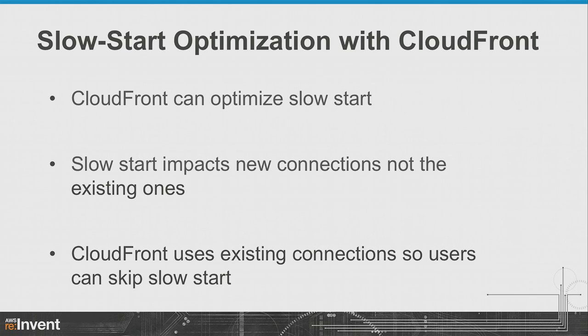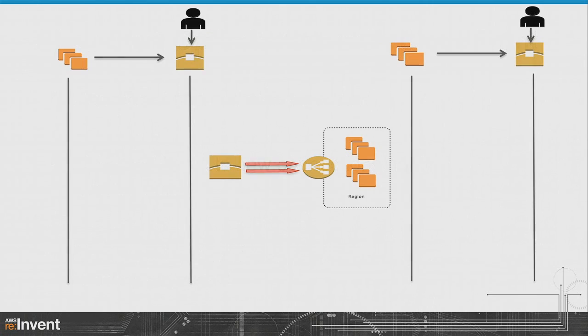And one trick with TCP Slow Start is that TCP Slow Start only gets applied to new connections, not the existing connections. So by having keep alive connections back to your infrastructure, CloudFront can now even skip the TCP Slow Start optimization. It can skip the Slow Start process by having the keep alive connections already open. Let me give you an example.